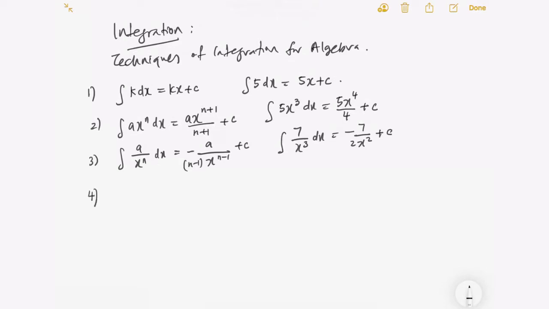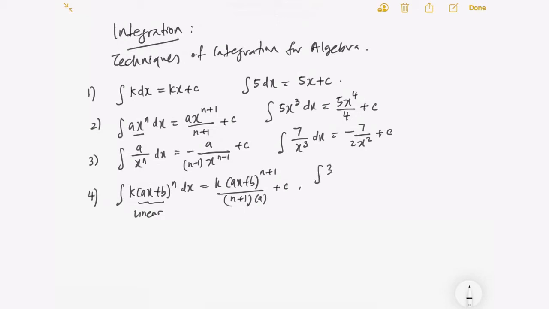Okay, number 4. When I integrate composite function k(ax+b)^n dx, we can copy k, copy (ax+b), increase the power by 1, divide by the increased power, and we differentiate inside the bracket. And differentiate ax plus b, you get a. Now take note of the similarity between number 4 and number 2. Number 2, you don't have a bracket. Number 4, you have a bracket. And also, take note that whatever inside the bracket must be linear. This technique or this formula is only valid if the expression inside the bracket is in linear form.